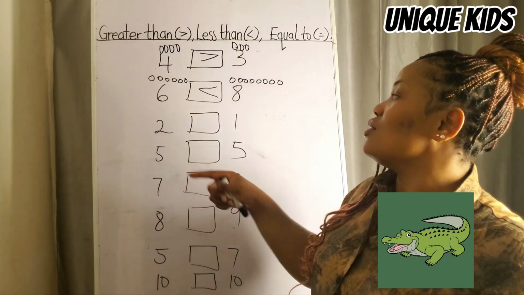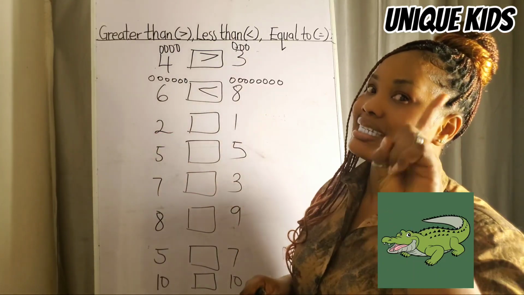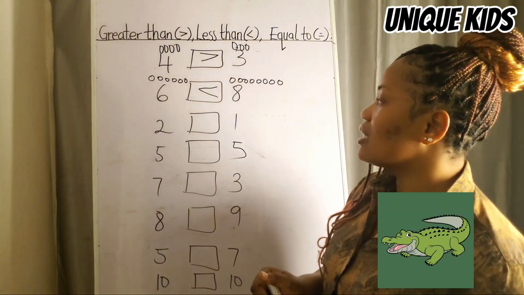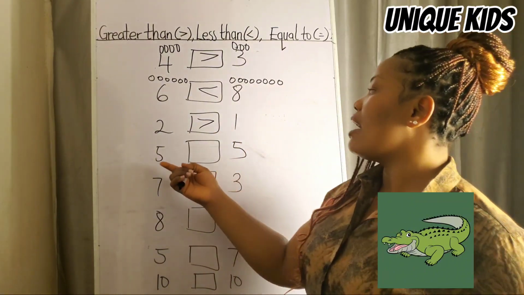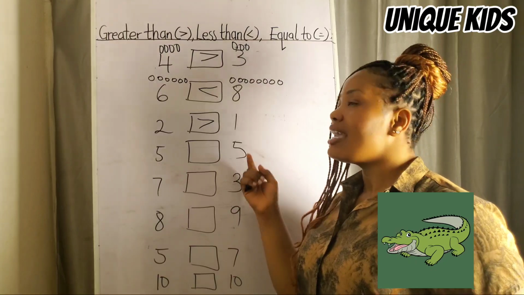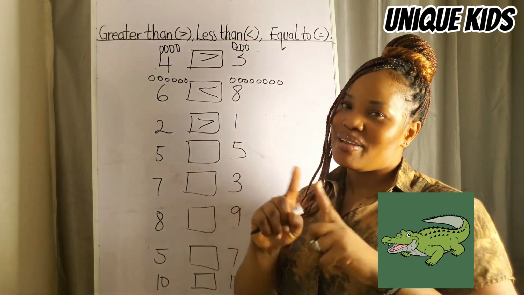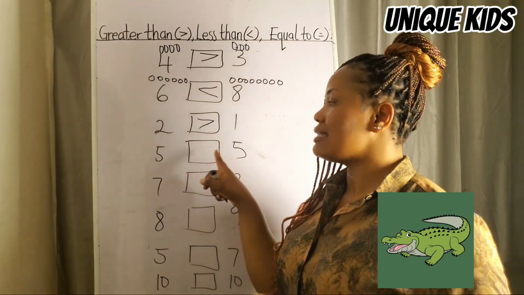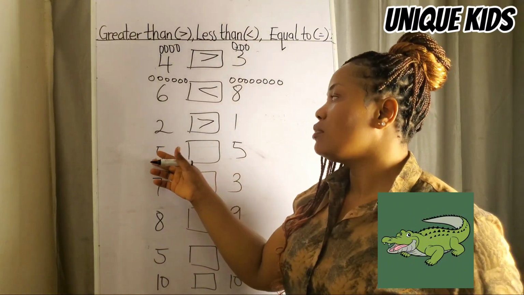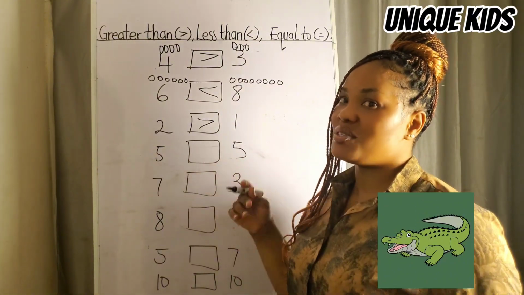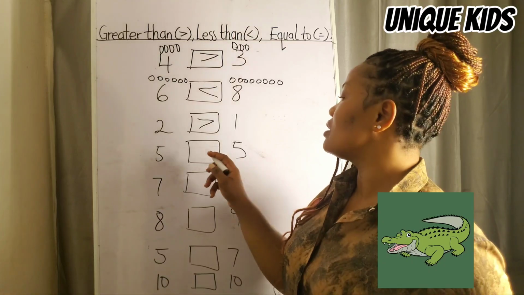Exactly, you don't need to count. You know that 2 is more than 1. It's just 1, and this is 2. So alligator swallows 2. Good. We have 5 and we have 5. Good. It's the same. When the numbers are the same, you use equal to. No one is bigger than the other, so it's the same. You use equal to.